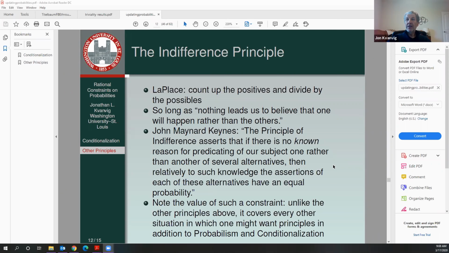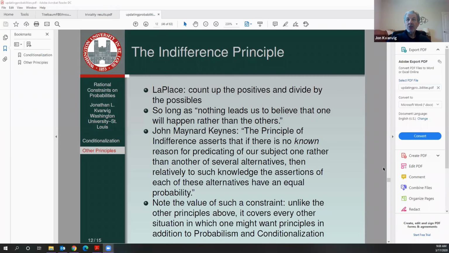One of the rules that some people find attractive is the indifference principle. The indifference principle, John Maynard Keynes says: "The principle of indifference asserts that if there's no known reason for predicating of our subject one rather than another of several alternatives, then relatively to such knowledge, the assertions of each of these alternatives have an equal probability."